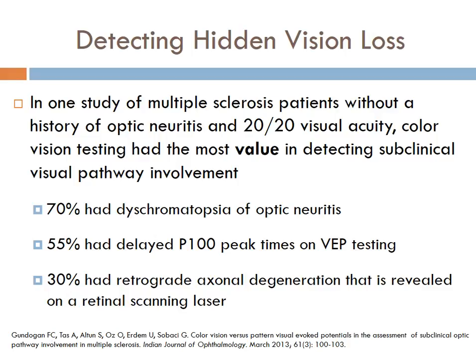That's retrograde degeneration. So color vision is the most sensitive test at picking up subclinical visual pathway involvement in patients with multiple sclerosis. I have to tell you, until I started preparing for this type of presentation, I didn't know that. Now, I don't see a lot of patients like this, but I see several a year, and it's important for me to know this information. And now I always include extended color vision testing in my diagnostic workup to take care of these patients.